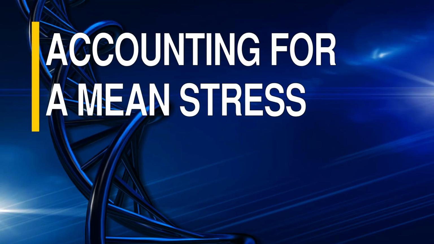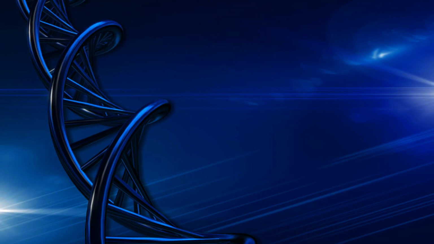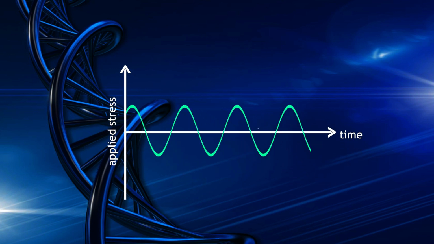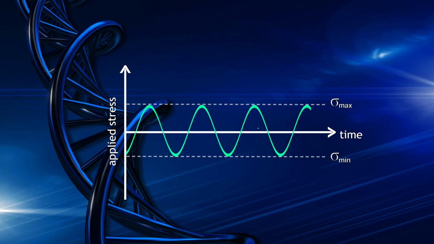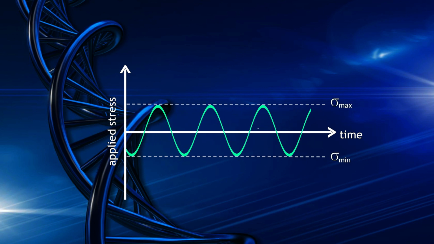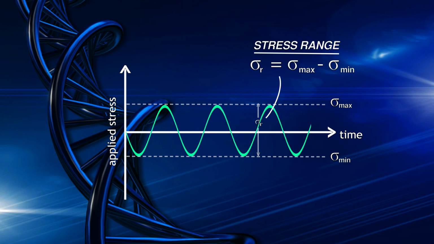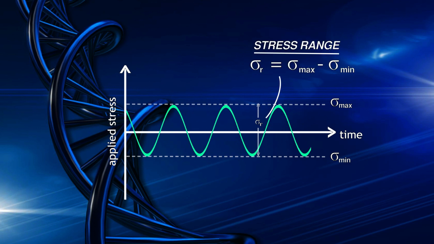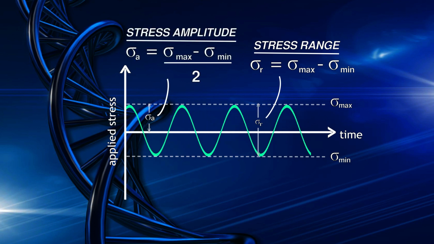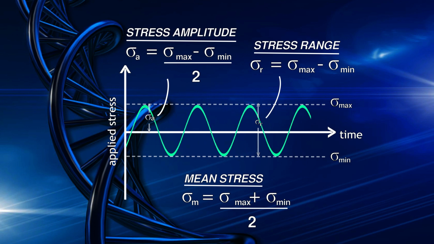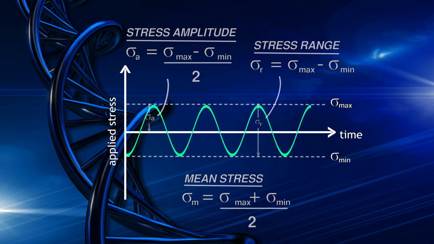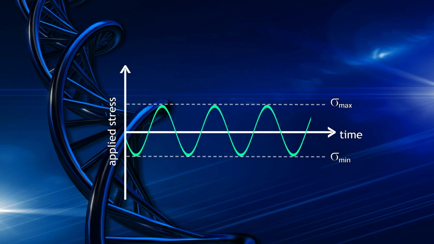Fatigue tests are usually run for constant amplitude fully reversing cycles. As we can see here in the graph, the same stress magnitude is applied in tension and compression. The stress range is defined as the difference between maximum and minimum stresses, while the stress amplitude is defined as half the stress range. The mean stress is the average of minimum and maximum stresses. In this case, the mean stress is 0, but this is only one very specific type of loading.